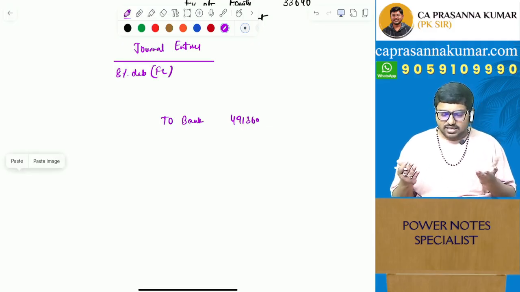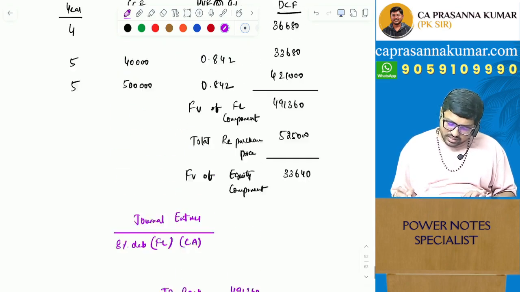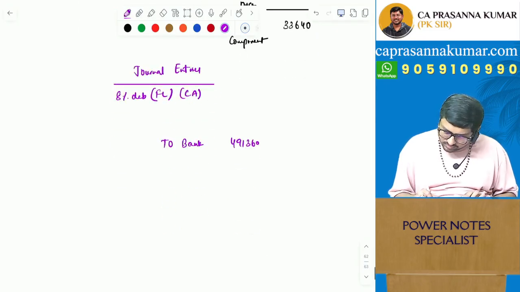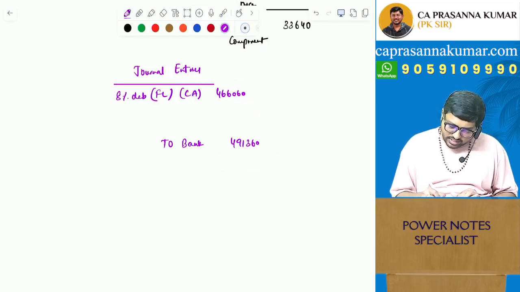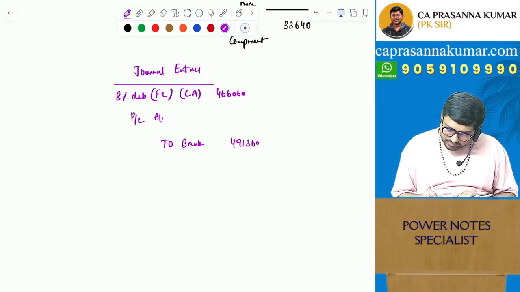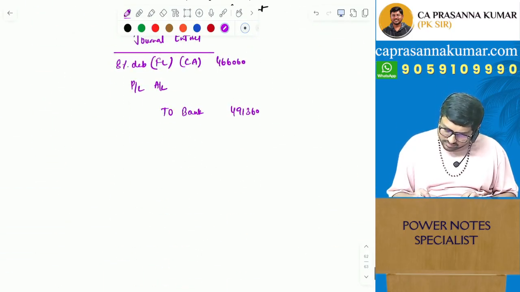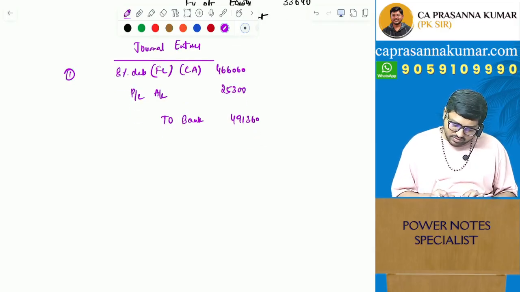Then only it gets cancelled. It should be debited to the extent of the carrying amount. What is the carrying amount of the liability? 4,66,60. So this much you have purchased at this price. Therefore there is a loss. To that extent, debit the P&L account. How much is the loss? We have already calculated 25,300. That is the first entry for the liability component.